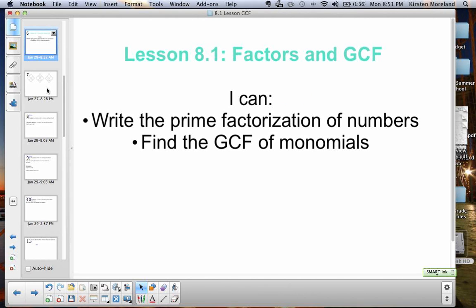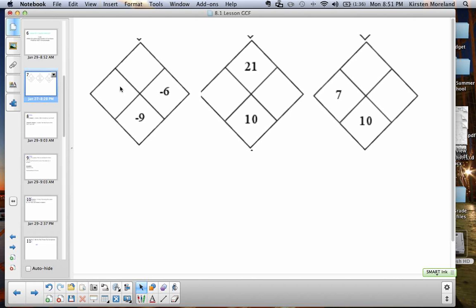So first, you should be familiar with these from day 1. Remember, we're going to multiply these two together to get the top part, and then add these two to get the bottom. So we're looking for a number that added to -6 gives me -9, and that number is -3.